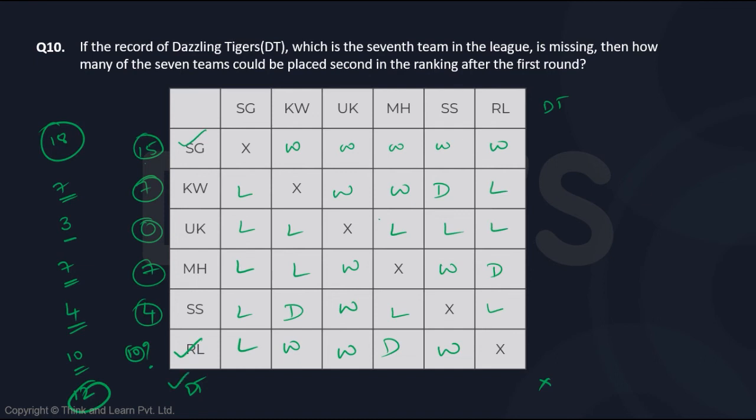So DT itself can become second. Now let's see what else. So we have as of now 3 of them who can become second. So what all we have seen? This is 10 points. DT can become second. RL can come second. SG can come second. This is what we have seen.